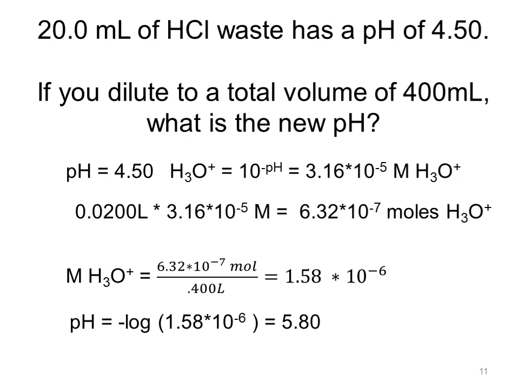If we have a pH of 4.5, that gives us an H3O+ concentration of 3.16 times the negative 5th molar. If we multiply that times the volume, we end up with 6.32 times the negative 7th moles of H3O+. Now if I put those moles over the new liter, that gives us a new molarity of 1.5 times the negative 6th, or a new pH of 5.8. Again, that's essentially an increase in volume by about 20 times, or about 1 1/3 pH, which is about what we have here.